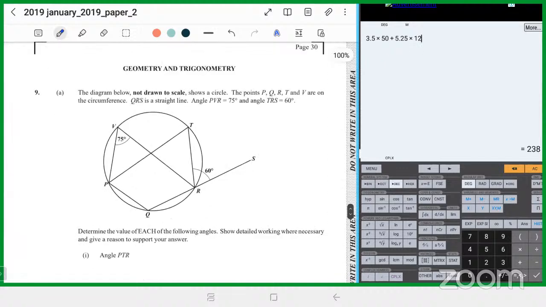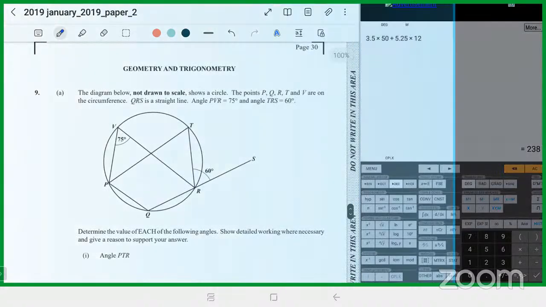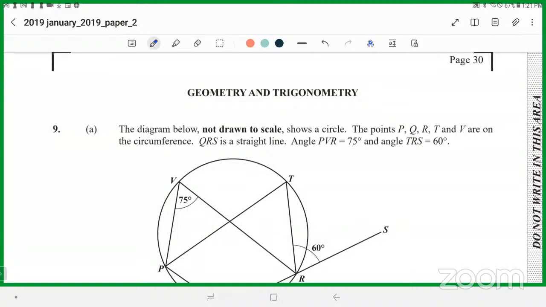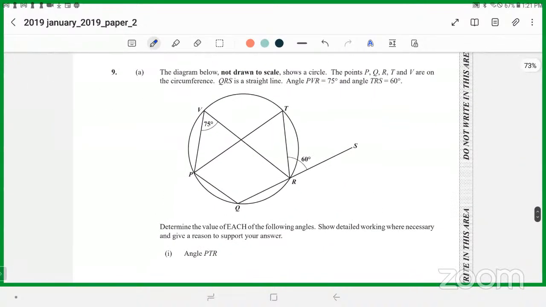Next question is number 9. It starts out with our typical circle theory question. The diagram below, not drawn to scale, shows a circle. Points P, Q, R, T, and V are on the circumference. QRS is a straight line, so that's a secant line. It's not a tangent, guys. Don't go treating this like a tangent. A lot of people made that mistake. A tangent only touches at a single point.